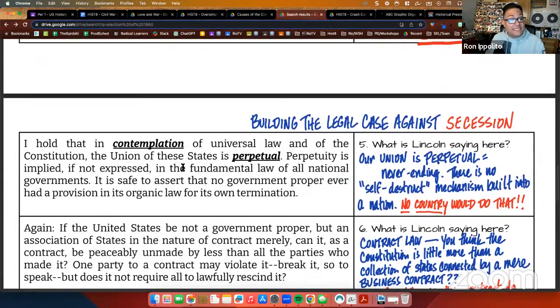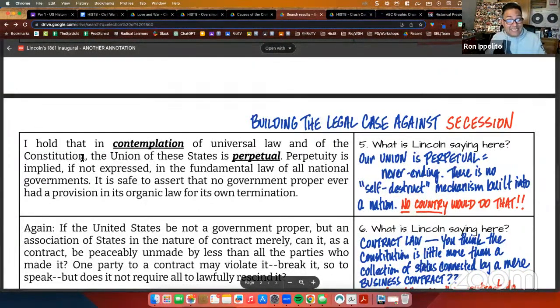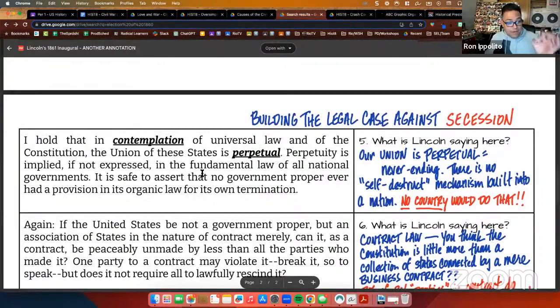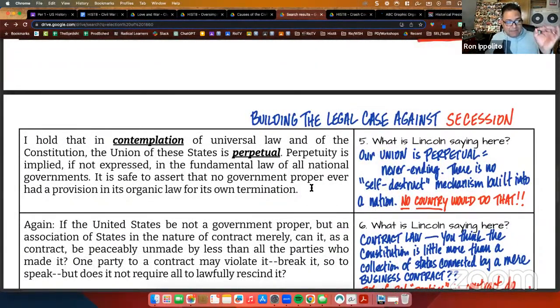And so he continues, and this is pushing back against the argument that the teacher from Georgia is making, the whole idea of a contract. Well, South Carolina just decided that they were going to leave and end the contract with the United States. Well, in Abraham Lincoln's 1861 inaugural, he says that the union of these states is perpetual. Perpetuity is implied, if not expressed, in the fundamental law of all national governments. In other words, when governments are created, just like we created our Constitution, it is safe to assert that no government ever had a provision in its organic law for its own termination. Nobody puts a self-destruct button into their Constitution.